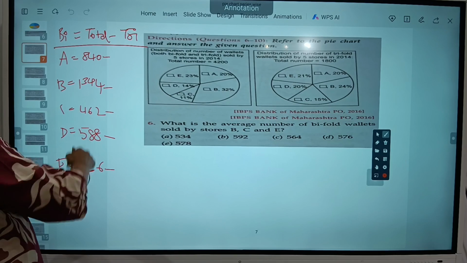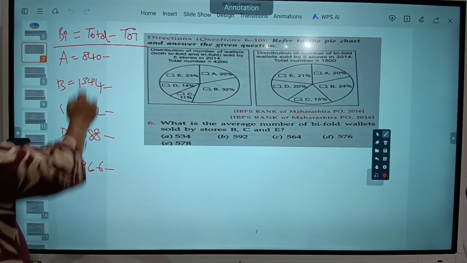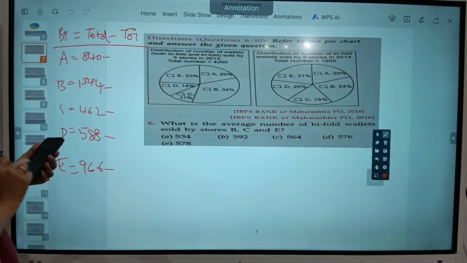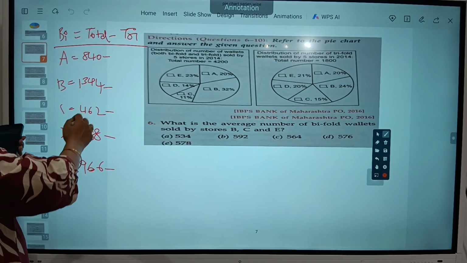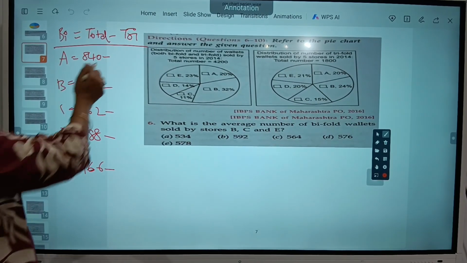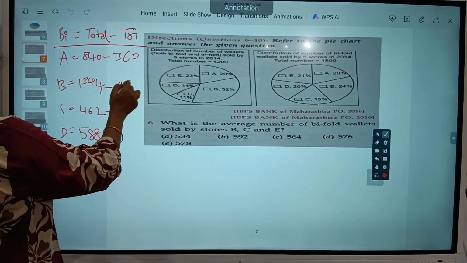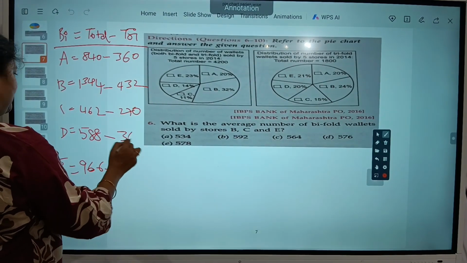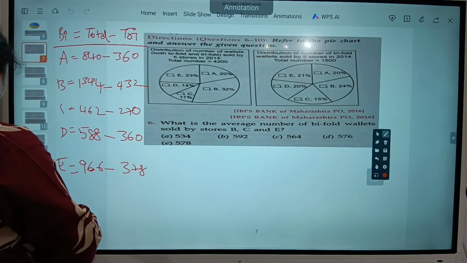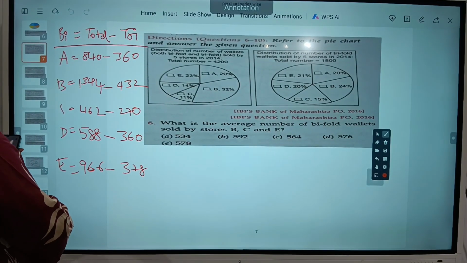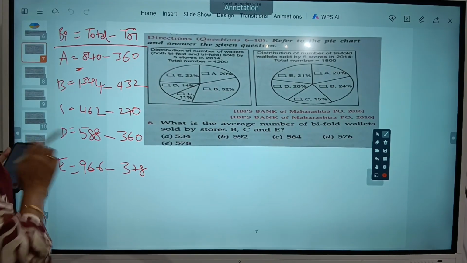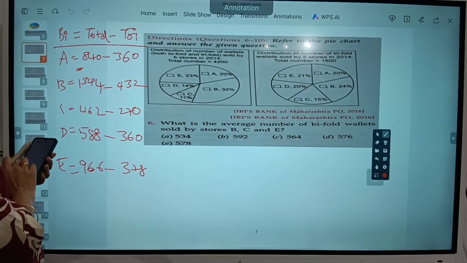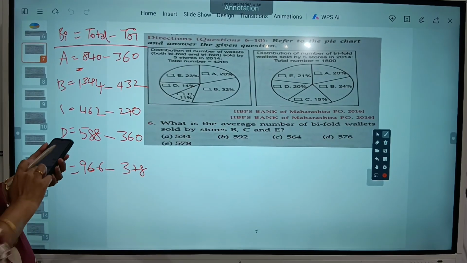So ensure you are writing the correct values. If you write anything wrong, then you will get wrong answers in the questions. Ensure you are writing the correct values here: 840, 1344, 462, 588, 966. Now we will subtract trifold wallets from this: 432, 270, 360, 378. Now we will get the answers directly. I am doing it by calculator. You can do it by hand because you have to practice for the exam. I am using the calculator and keeping the results here due to time issues.